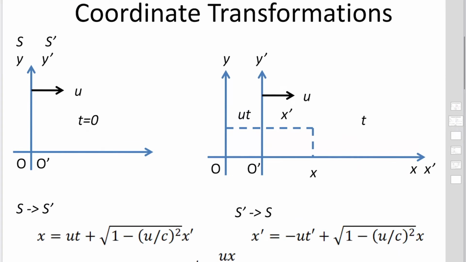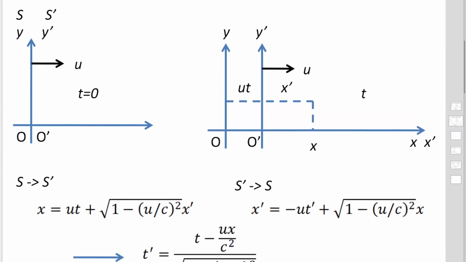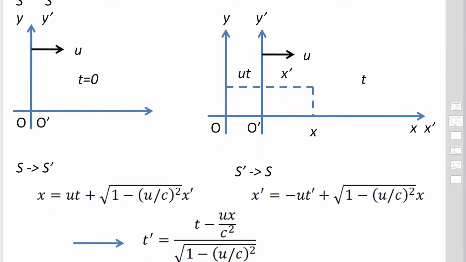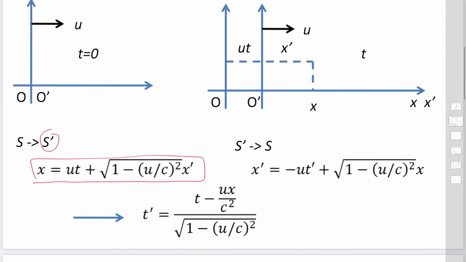Then we'd like to find out the coordinate transformations. As I explained, if we consider S prime moving with respect to x, we have this equation: x equals ut plus square root of 1 minus u over c squared times x prime. But we could also consider the S prime frame as not moving. Then the S frame is moving in the opposite direction, so this u is minus u.